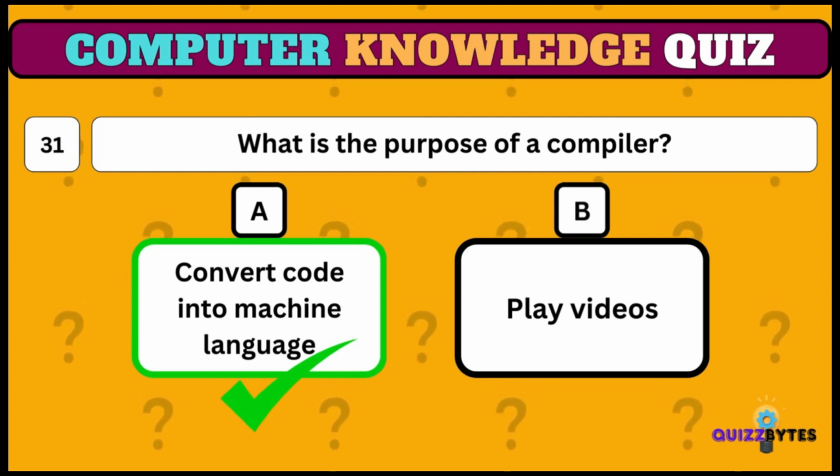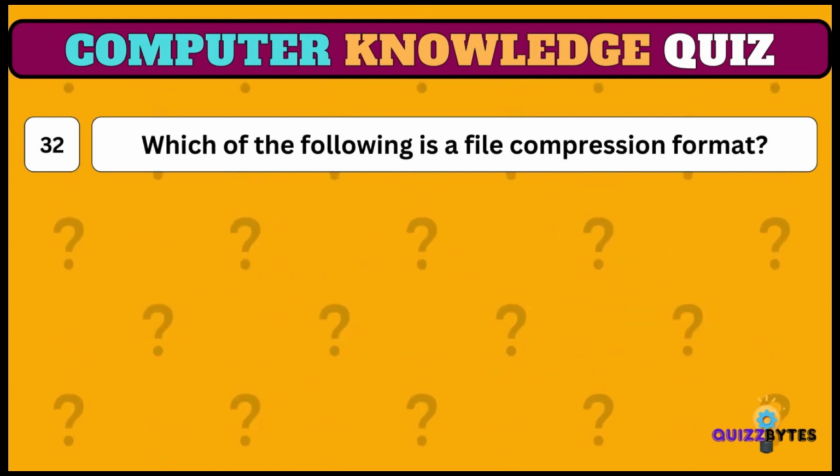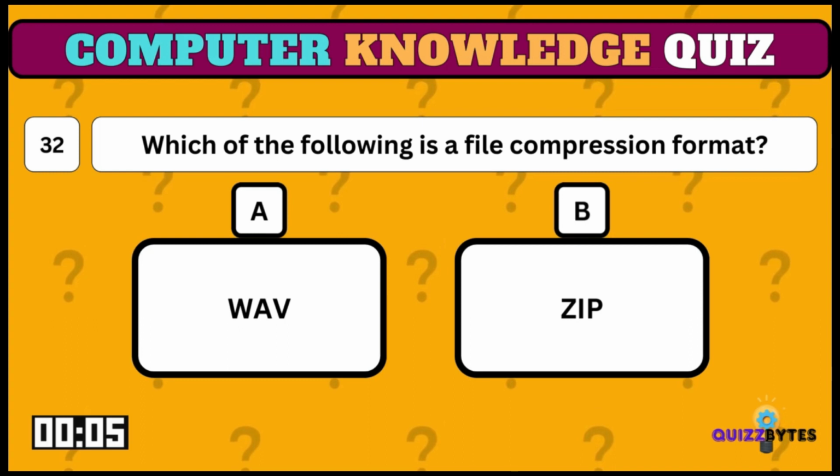Correct. A compiler translates high-level programming code into machine-readable instructions for precise execution. Now, on to question 32. Which of the following is a file compression format? A. WAV or B. ZIP?